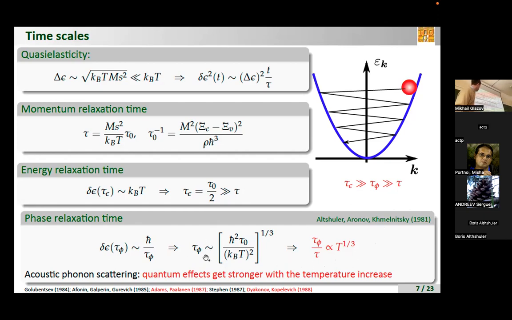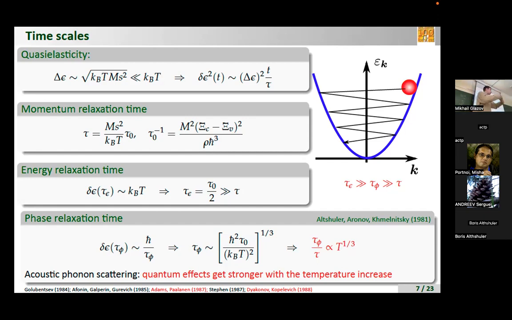You have this dephasing time. It can be evaluated through the parameters of the system. And the ratio of dephasing time to the momentum scattering time scales as temperature to the power of 1/3. It increases with temperature, not very fast, but still it increases with temperature.